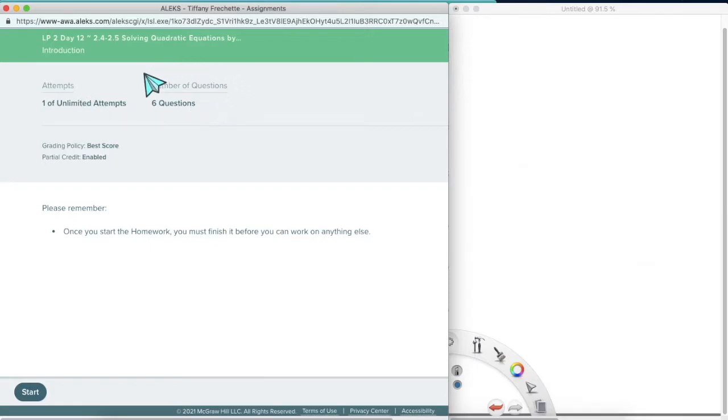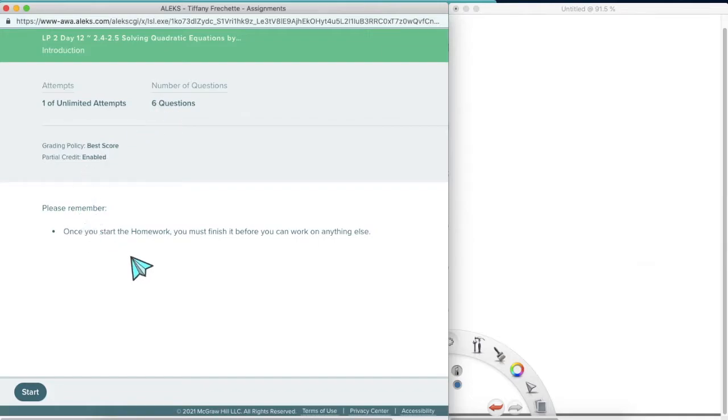This is the number of questions on this particular assignment, which is 6. It'll be anywhere from 1 to 10 questions, depending on how many were available for the sections. And grading policy is always best score, meaning whichever attempt is the best is the one you get to keep. And our partial credit is enabled. So if I answer 1 of 6 questions, I get credit for my 1 question.